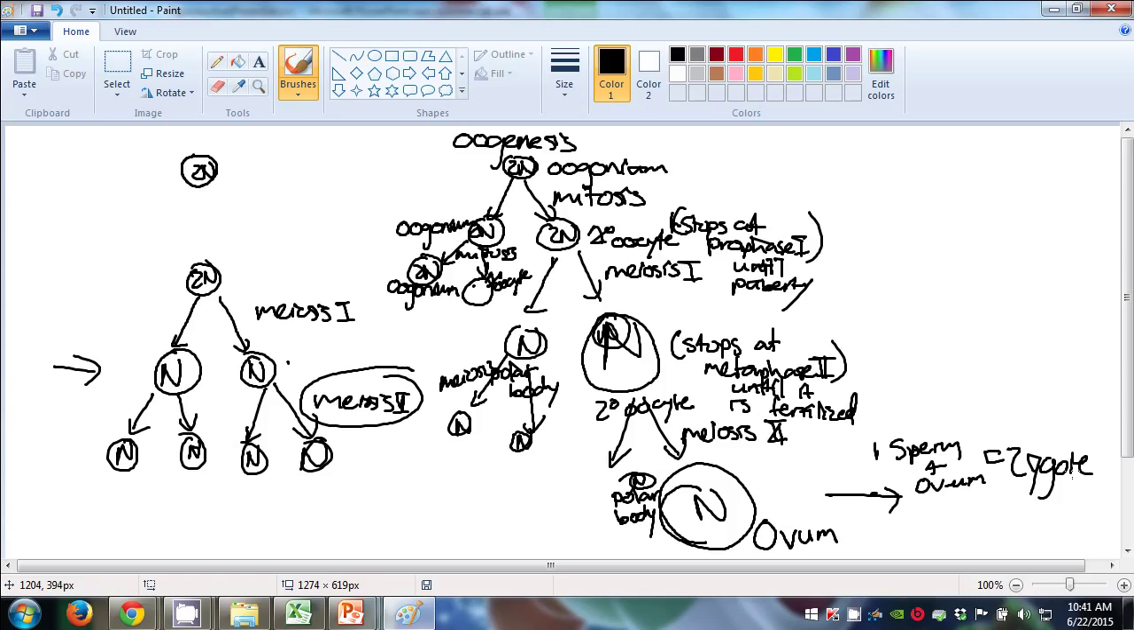The reason why I want to bring this up is because when we're talking about follicular genesis, this is oogenesis, right? Follicular genesis.